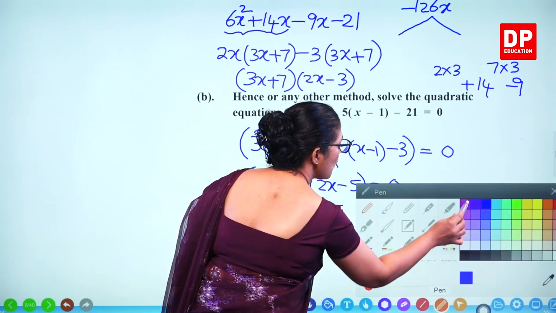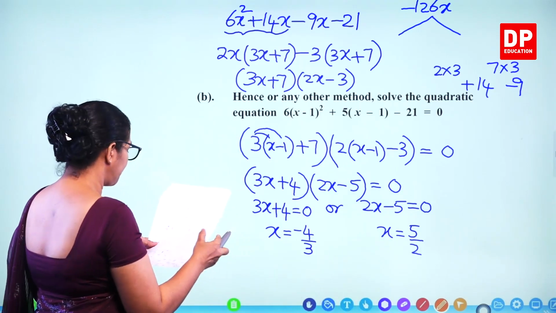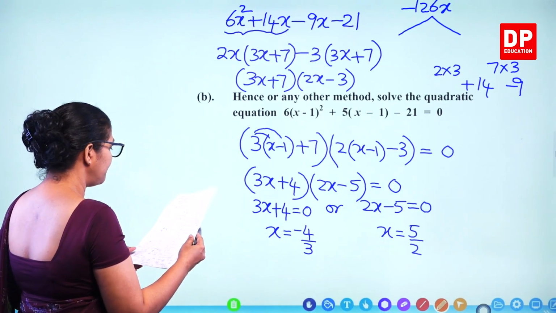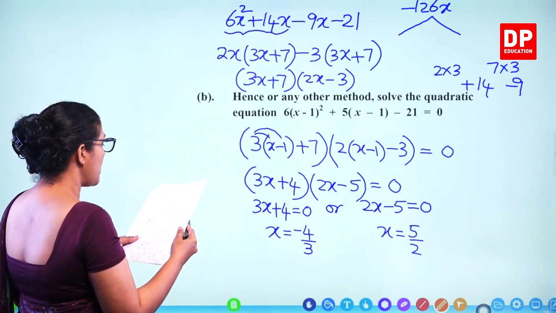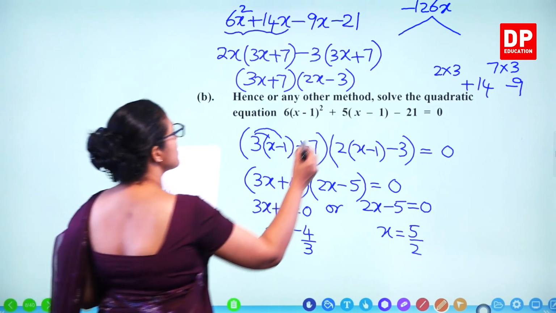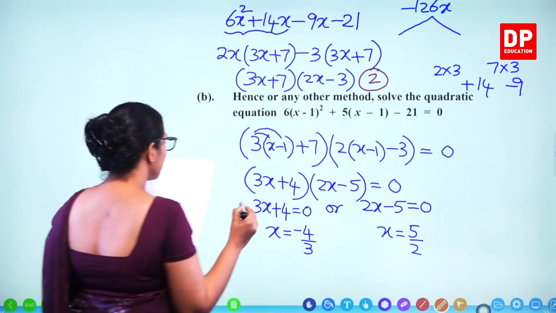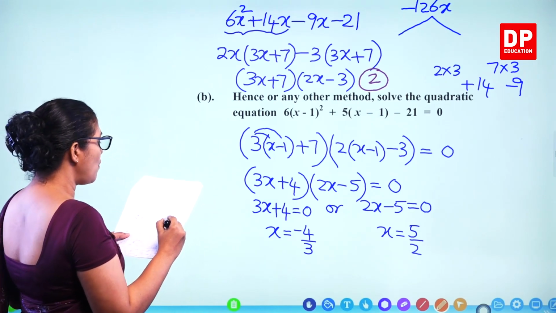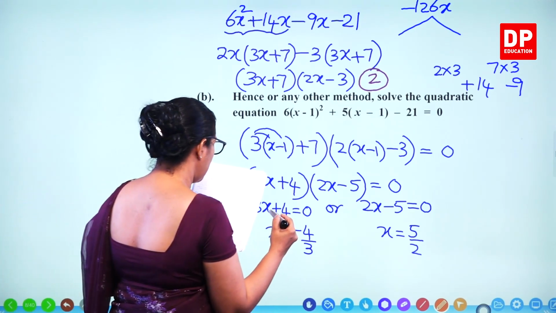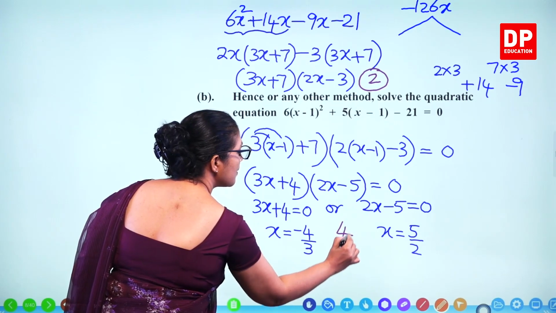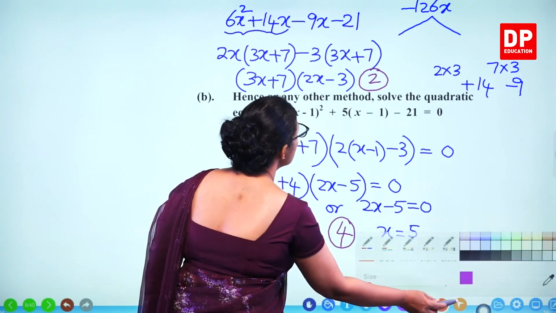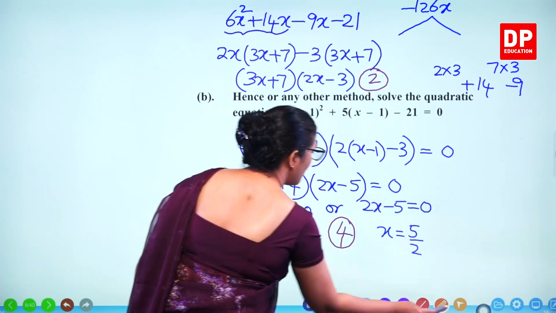So how many marks for that? You are getting 2x minus 3, 3x plus 7, 2 marks. 5 over 2 and minus 4 over 3, 4 marks for this. So 6 marks. So next part.